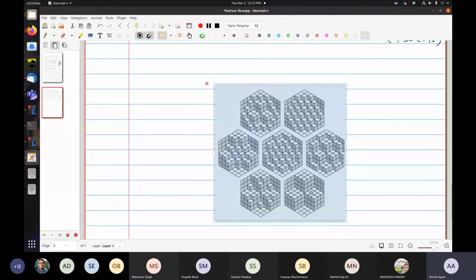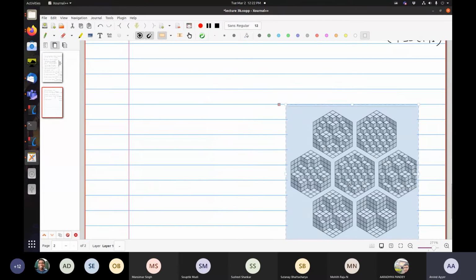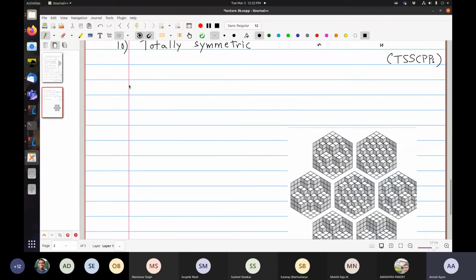So these are the 7 TSS CPPs. All of these enumerations have nice product properties. And it is still an open question why that is the case. I mean, the methods for all of them are very different.